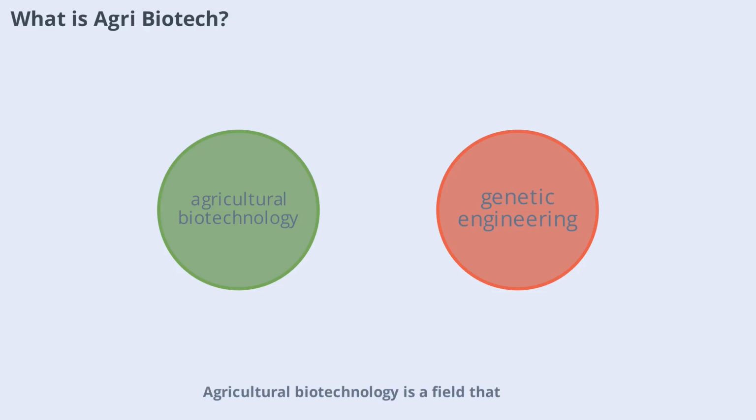Agricultural biotechnology is a field that merges biology with technology to improve crops, livestock, and farming practices. It involves using scientific tools and techniques, such as genetic engineering, molecular markers, and tissue culture, to enhance agricultural productivity and sustainability. This approach helps farmers grow more resilient crops, increase yields, and reduce the need for chemical inputs.